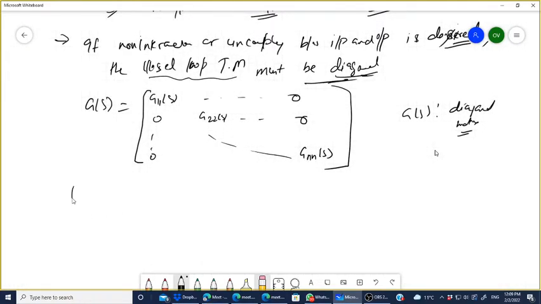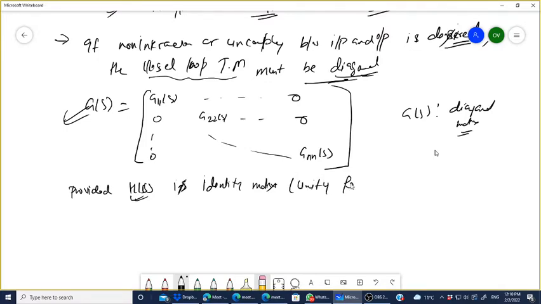And provided H(s) is, you know, G(s) is given for the closed loop. What about H(s)? What is H(s) like? H(s) is the unity feedback system, or in the vector form how can it be represented? How will we represent H(s), in the form of an identity matrix? Identity matrix, or you can say unity feedback.